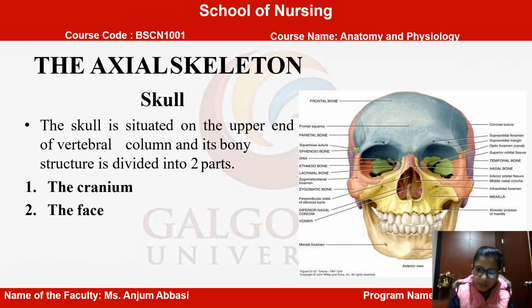And if you see the nasal bone, this is inferior nasal concha, and just come to this side, this is maxilla. And this is the bone which is known as vomer. Okay, so if you see this nasal cavity, this is a vomer, and if you come down, this is known as mental foramen.